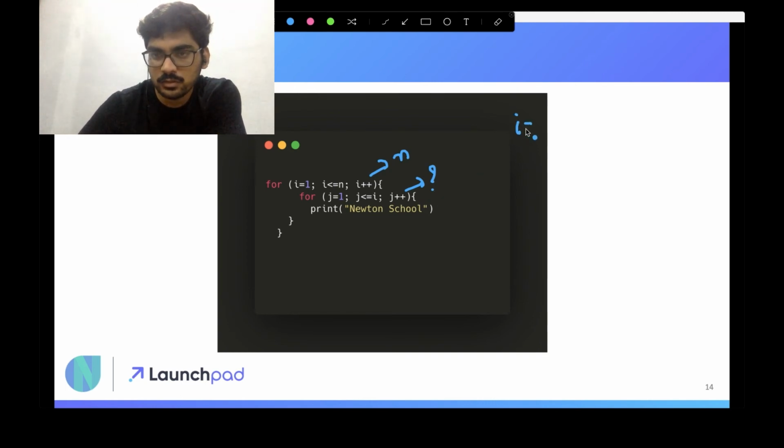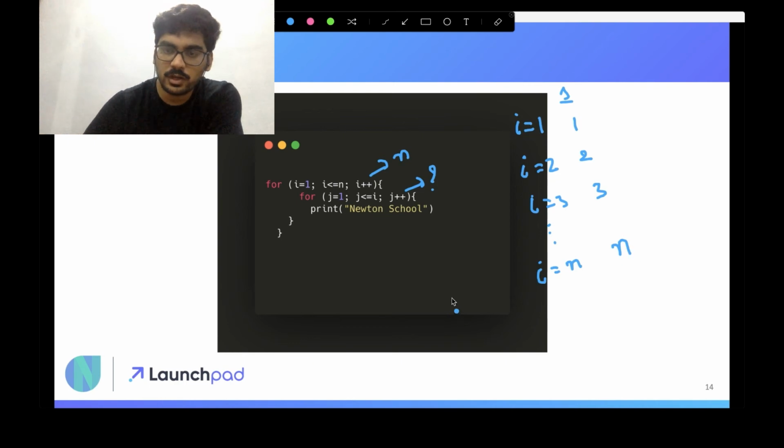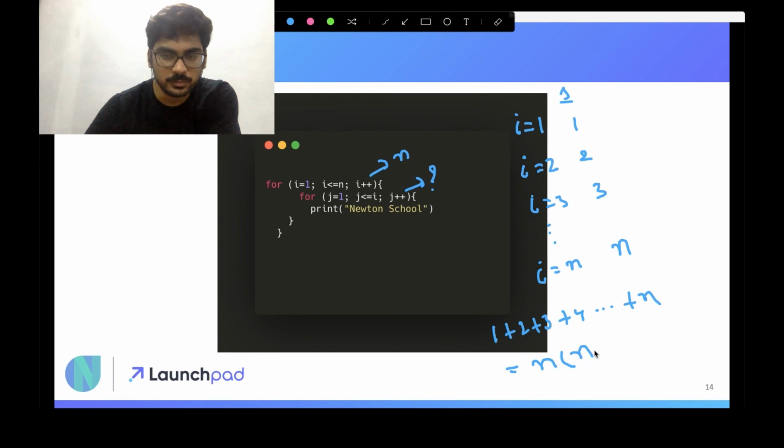If i is 1, what is happening? The j loop is running for 1 time, right? If i is 2, the j loop is running for 2 times. If i is 3, the j loop is running for 3 times, and so on. If i is n, the j loop is running for n times. The total, how many times is the loop running? 1 plus 2 plus 3 plus 4, and so on to n. So this is like the sum of natural numbers, right? n into n plus 1 by 2, which is nothing but O(n square), right? How did I break it?